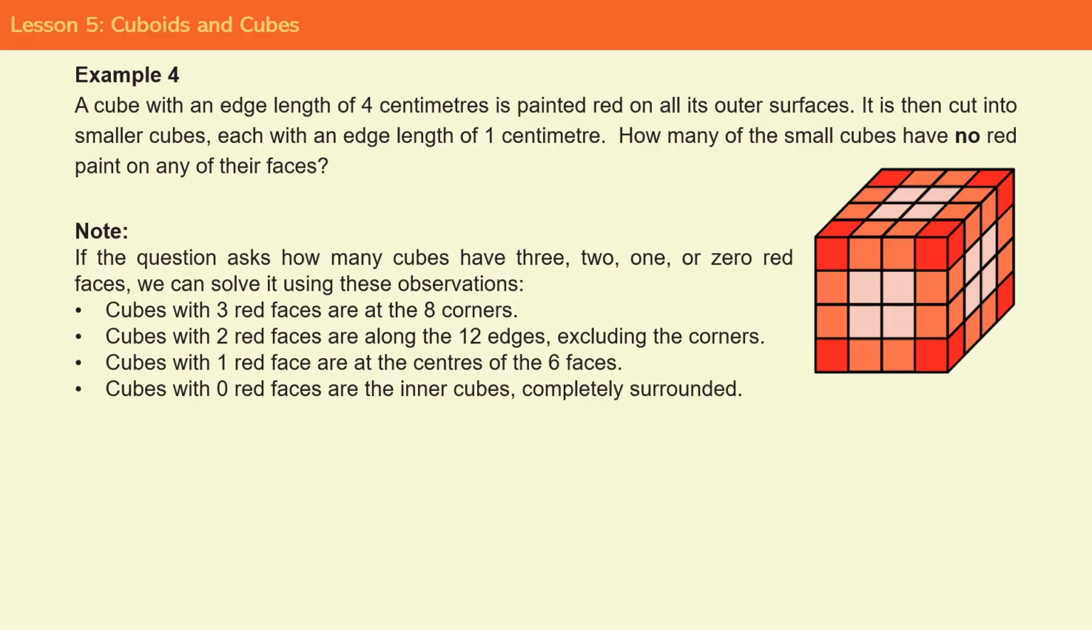If the question asks how many cubes have 3, 2, 1, or 0 red faces, we can solve it using these observations. Cubes with 3 red faces are at the 8 corners. Cubes with 2 red faces are along the 12 edges, excluding the corners. Cubes with 1 red face are at the centers of the 6 faces. Cubes with no red faces are the inner cubes, completely surrounded.